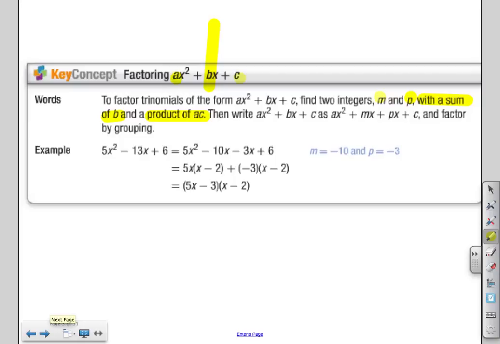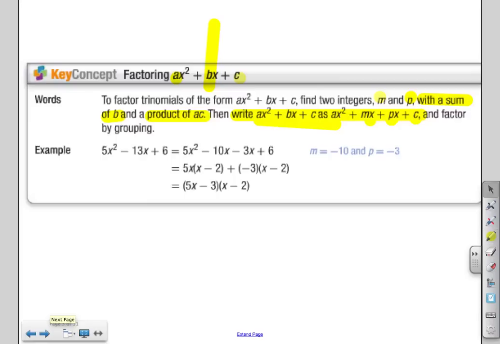Okay? And then this next step is you'll write it out like that. You'll write this as ax squared plus mx plus px plus c. And then you'll factor it by grouping. So there are 3 steps, right?